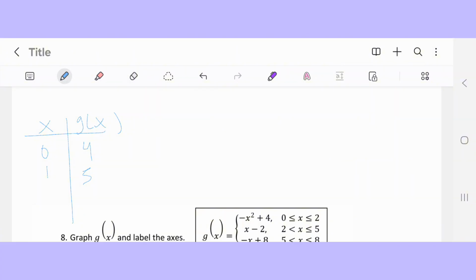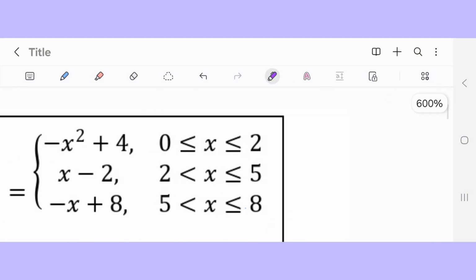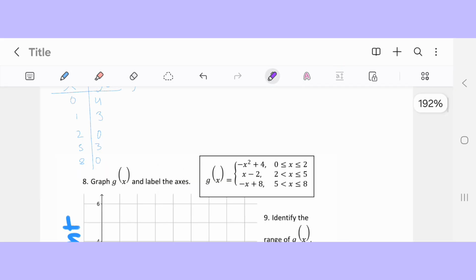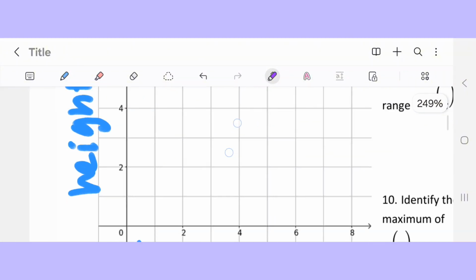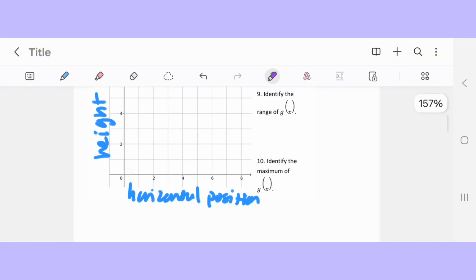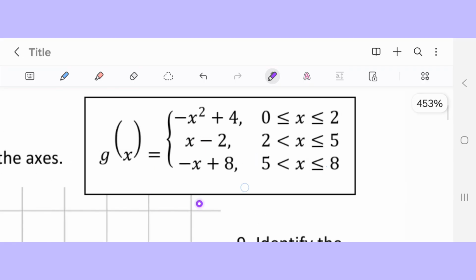Once again, when we're trying to find 2, we're going to use this equation because this is the one where it says less than or equal to 2. For this one, there's not an equal to 2 symbol, so we don't include 2 in this. We don't use 2 for this equation, instead we use 2 with this equation. All I'm doing to find these values is plugging whatever x value I'm trying to find into the equation that it corresponds to.